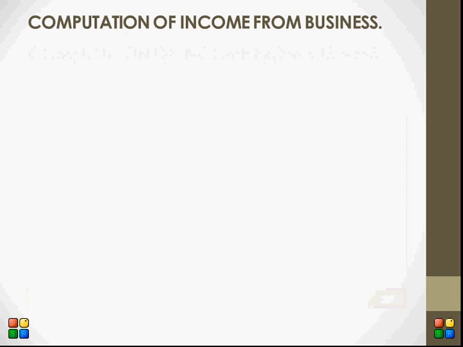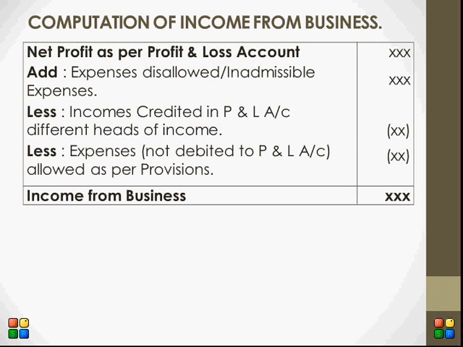So in the next slide we learn about the computation of income from business, how we calculate the income from business. Here the simple format is: net profit as per profit and loss account. Just in the previous slide we saw this term, profit and loss account, and how that profit or loss arises. Add expenses disallowed or inadmissible expenses. This term we will learn briefly in the upcoming slides.